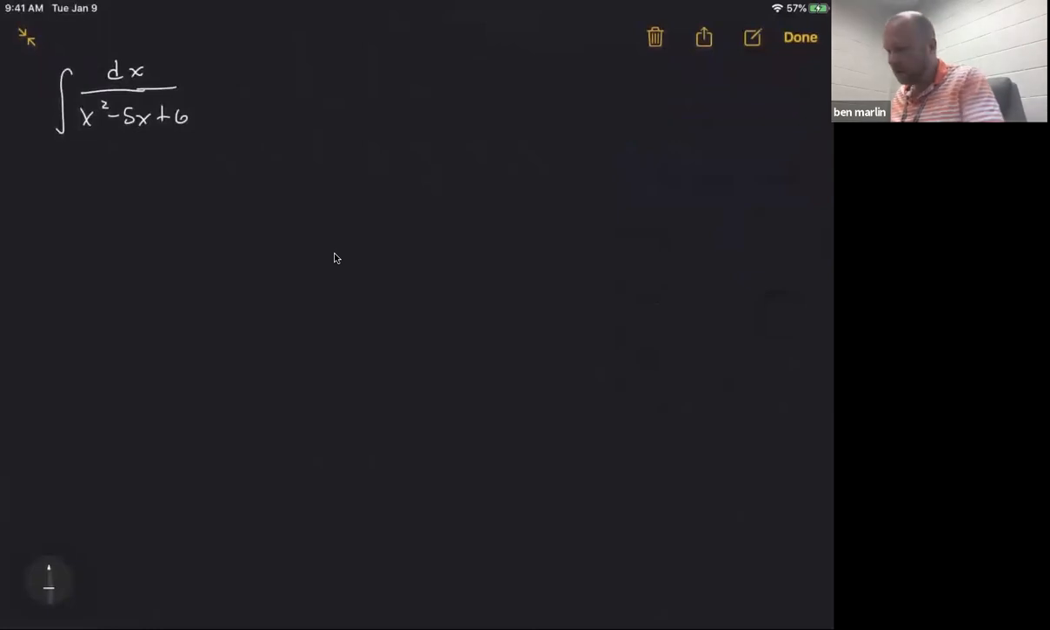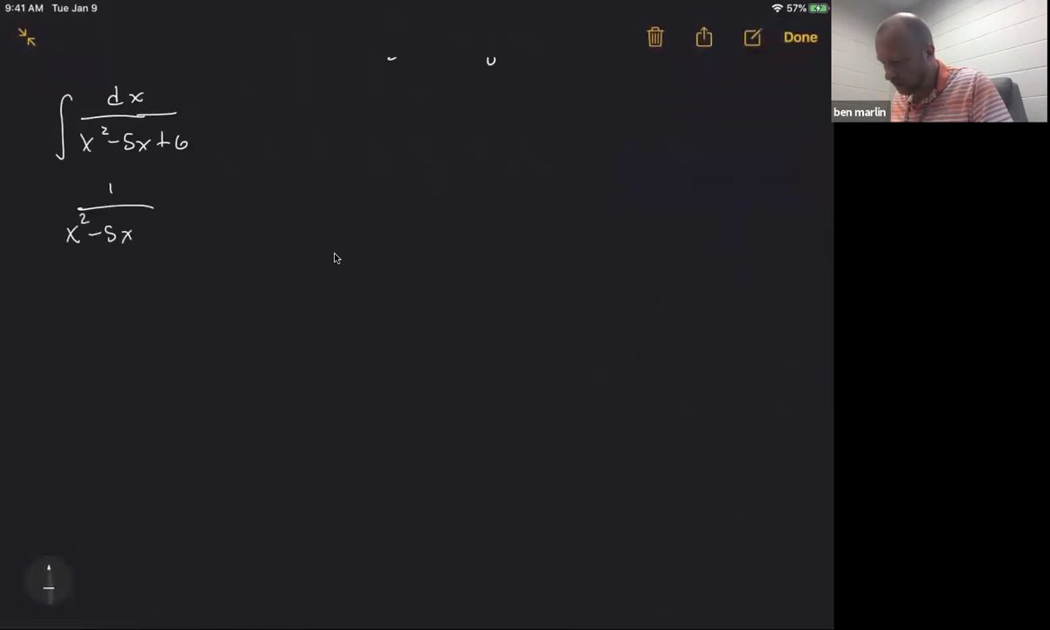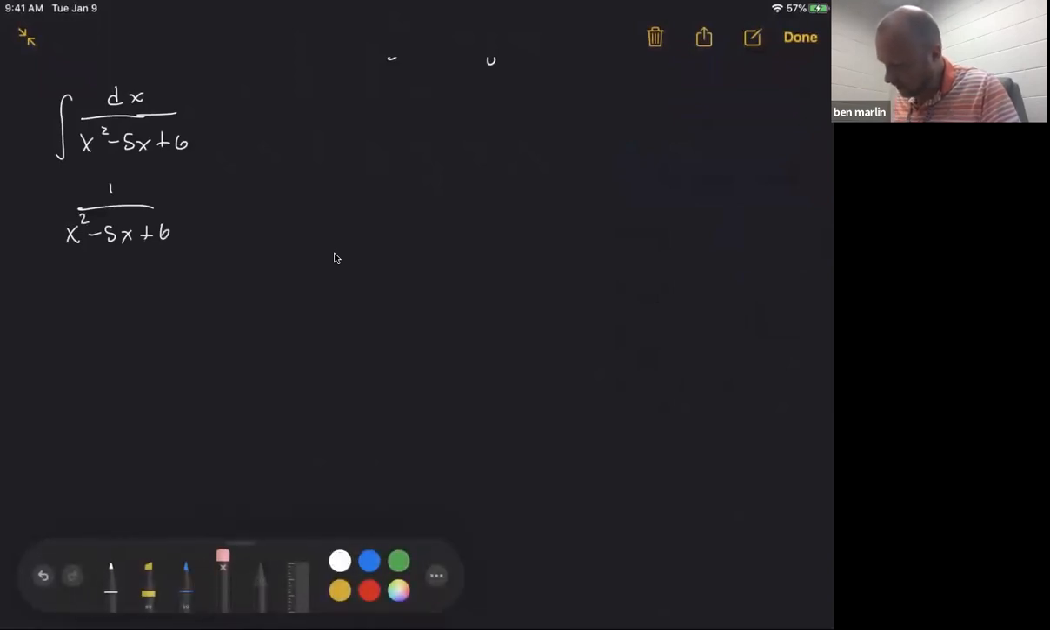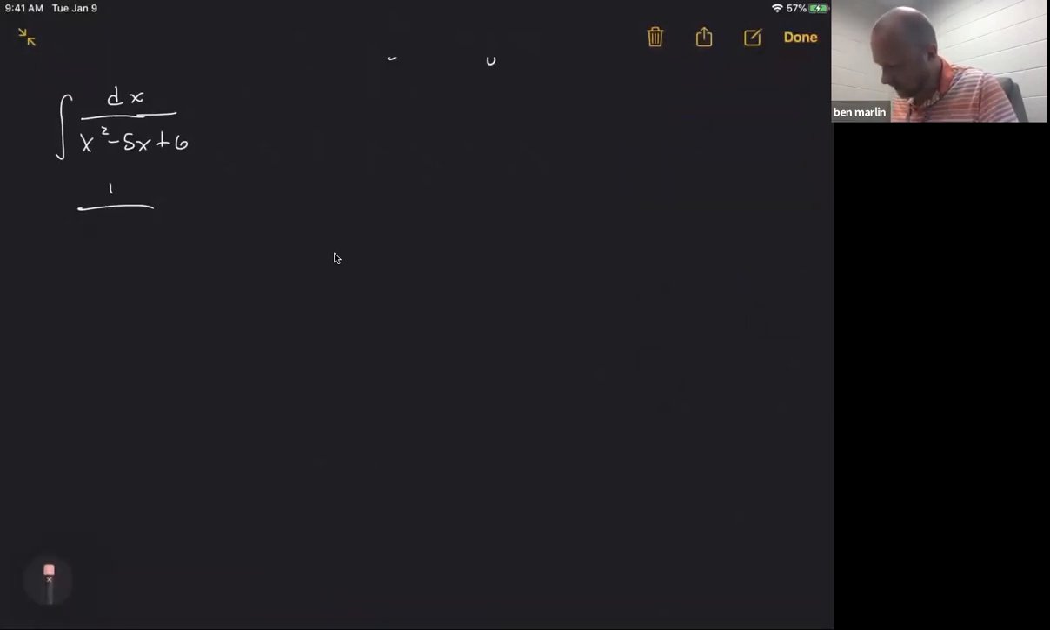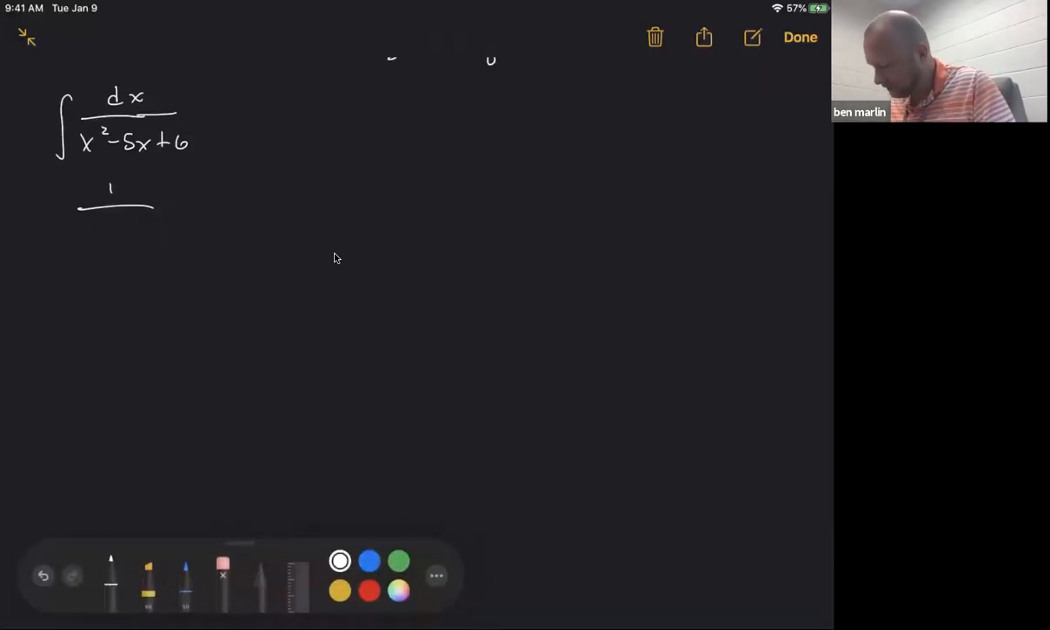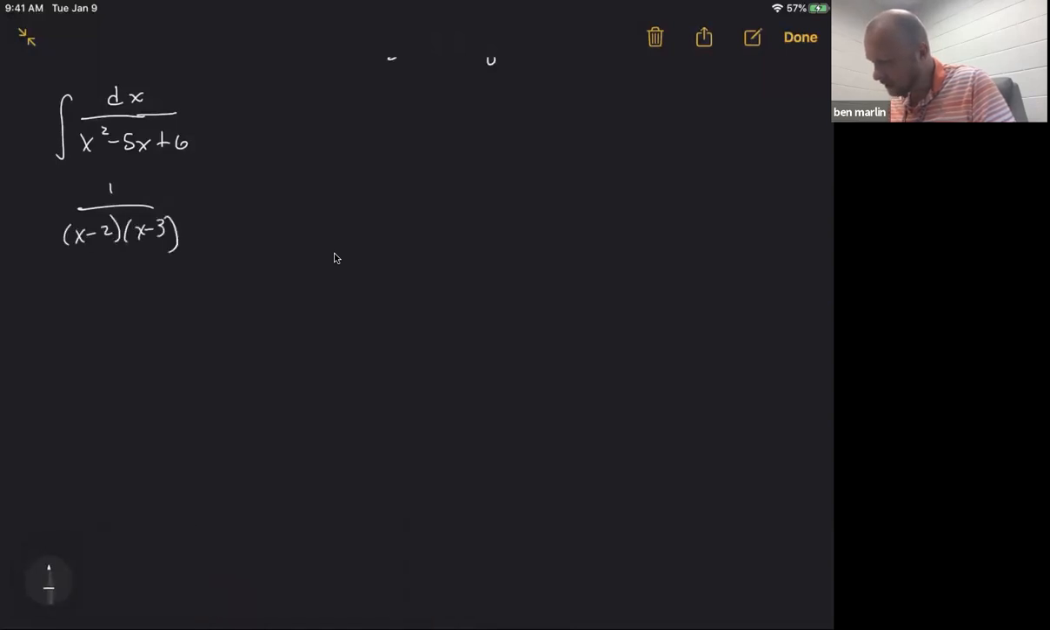All right, so you can see the problem that we're working on here, and the real thing that we have to do with it is not so much the calculus, but rather doing some algebra. This is really 1 over x squared minus 5x plus 6, which I don't know why I would bother to not just factor as I go along. So I'm just going to go ahead and factor it into x minus 2 times x minus 3.